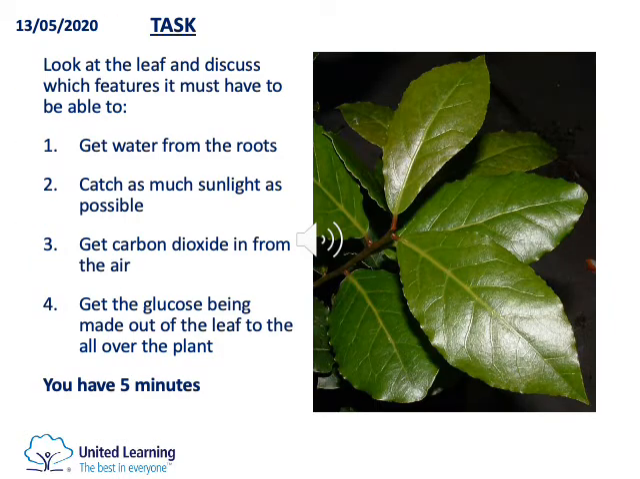Now have a look at the leaf on this slide, and I want you to think about the following things. I mean, how do plants get water from the roots to the leaf? After all, water is one of the main reactants in photosynthesis. How is the leaf designed to catch as much sunlight as possible? Where does carbon dioxide come from to get into the leaf? How does it get into the leaf from the air? And finally, the glucose that's produced, where does it go? Does it stay in the leaf? Have a think.